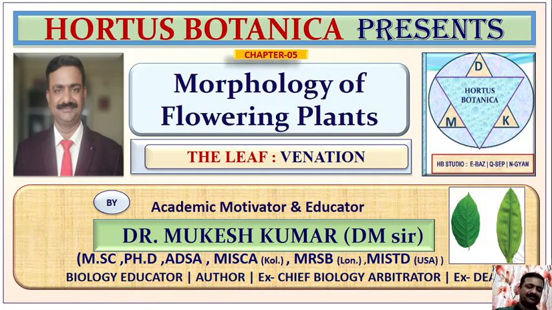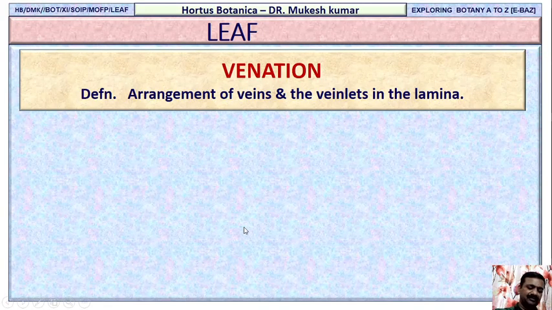Today we will discuss venation of leaf. In the last class we studied the parts of a leaf. So let's see the venation. It's very important to know how leaves have different types of shape, and their expansion all depends on the veins and the veinlets. So when you talk about venation, what is this?